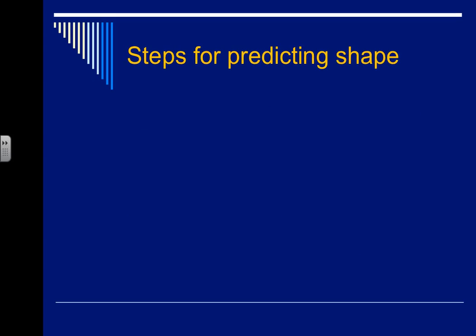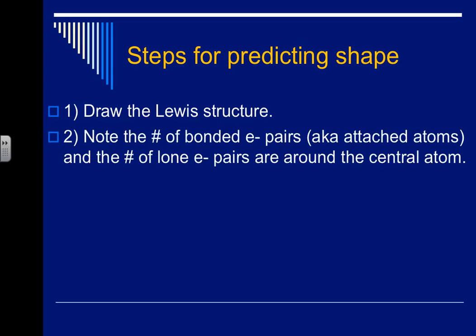So the steps for predicting the shape of your molecule require you first and foremost to do what you said you were an expert on: draw a Lewis structure. Once you draw a Lewis structure, you need to do some counting. You will count the number of bonded electrons, which is basically just attached atoms. How many attached atoms do you have? And then also count the number of lone pairs, and this is all about the central atom. I don't care how many electron pairs might be around a chlorine attached to a carbon. It's all about the central atom.